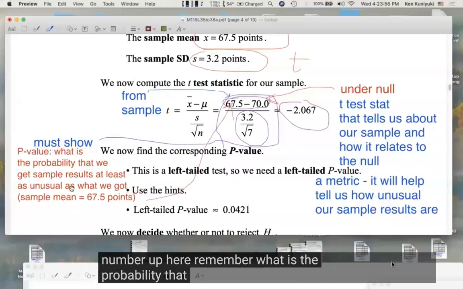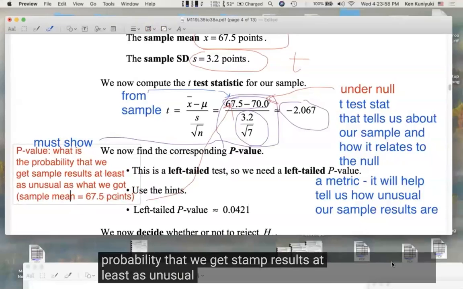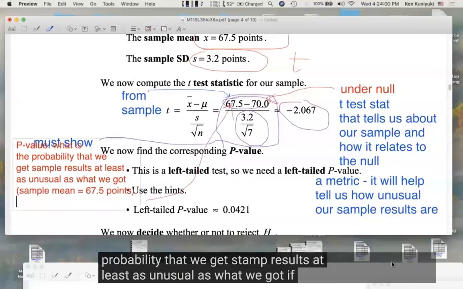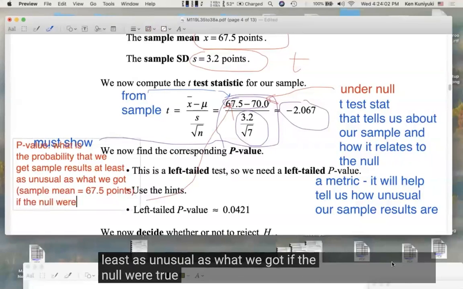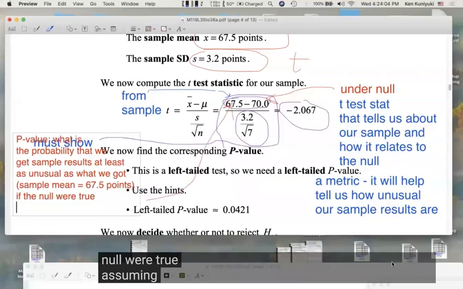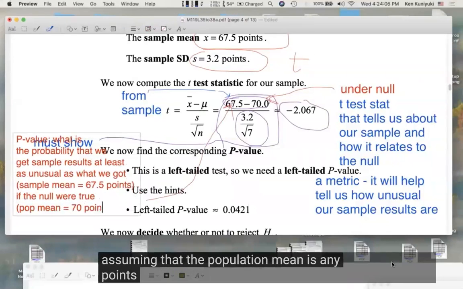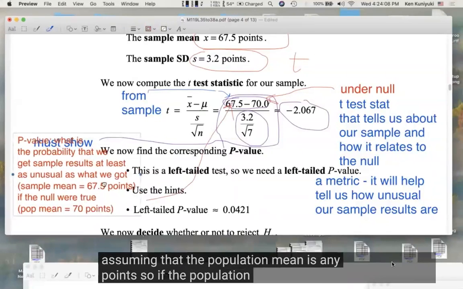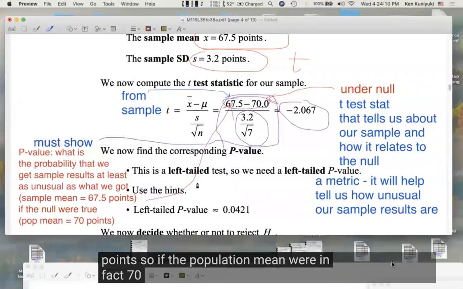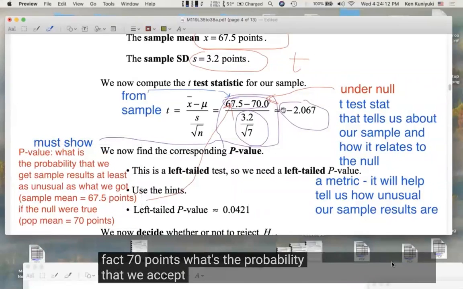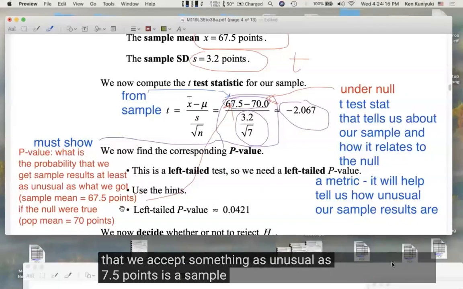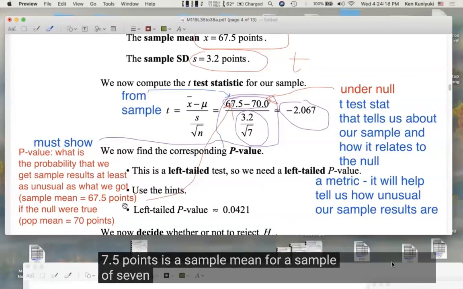What is the probability that we get sample results at least as unusual as what we got if the null were true? Assuming that the population mean is 70 points. So if the population mean were in fact 70 points, what's the probability that we get something as unusual as 67.5 points as a sample mean for a sample of 7 tests?